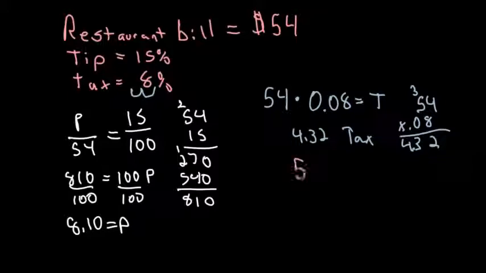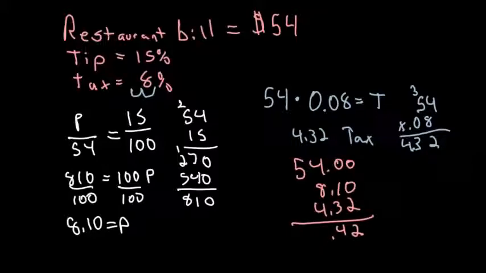So my total bill, the total I'm going to pay for everything at the restaurant, is going to include my $54 bill, my $8.10 tip, and my $4.32 tax. So I add that all up. 2, 4, that's 12, 16, carry the 1, 6. So my total bill, or total price of dinner, is going to equal $66.42.